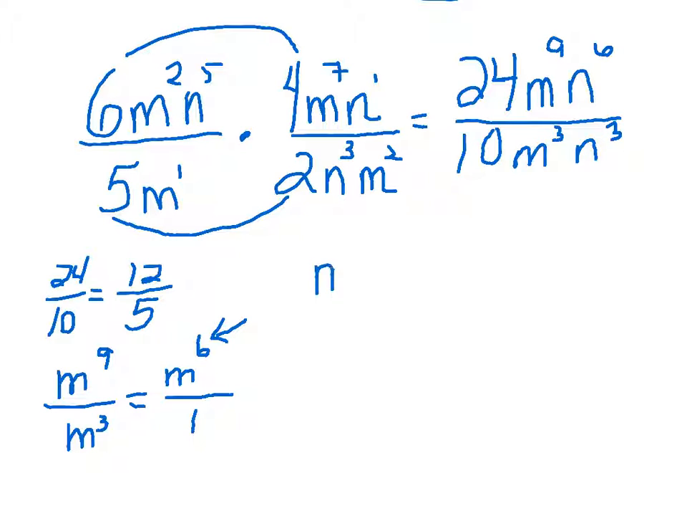Last, we have our n's. We have n to the 6th over n to the 3rd. Same deal. 6 take away 3 is going to give us n to the 3rd power. And where do we have more n's? Well, we started with more n's on the top, so that's where it's going to be.